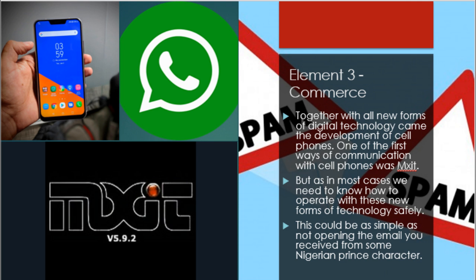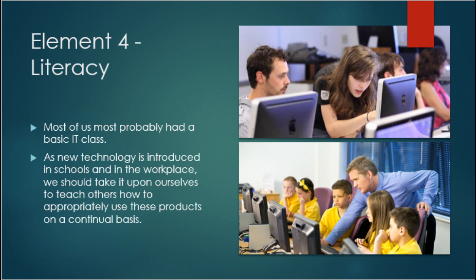So as we know, the running joke of the Nigerian princes that are trying to give you money, it's scams, and it can slowly develop, and new laws are coming into place, which we'll discuss in another element, about how to protect yourselves. Element 4, we talk about literacy.